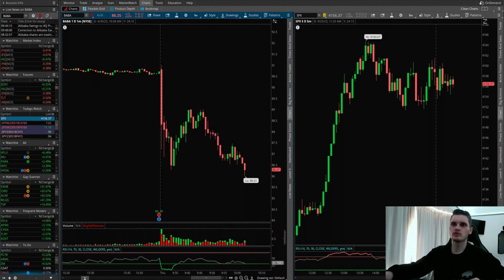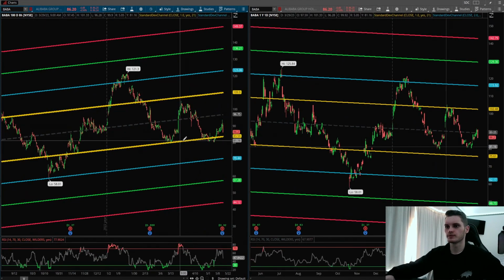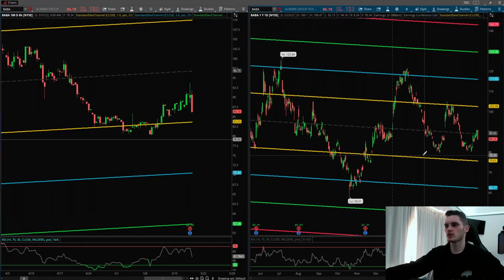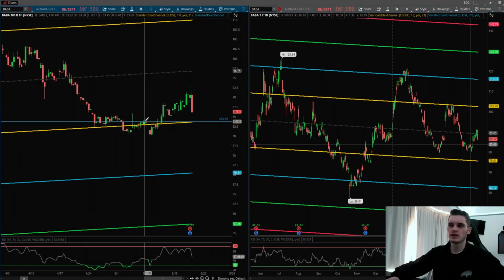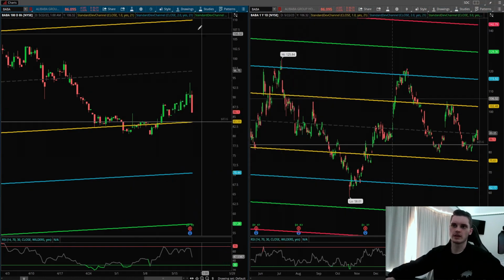So what are the key levels that I'd be paying attention to on Alibaba going forward? What we can see is most likely we will continue to push to the downside. What are those key supports I'd be paying attention to? At $83.60, this is our first deviation over on the 6-month chart.